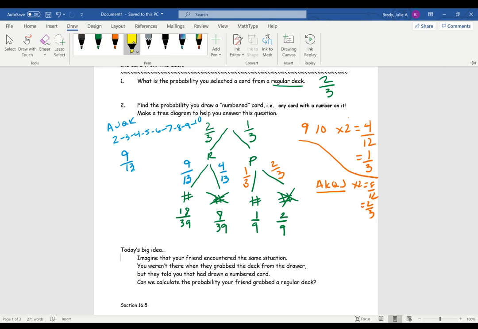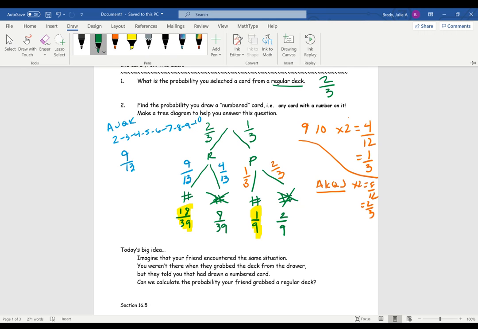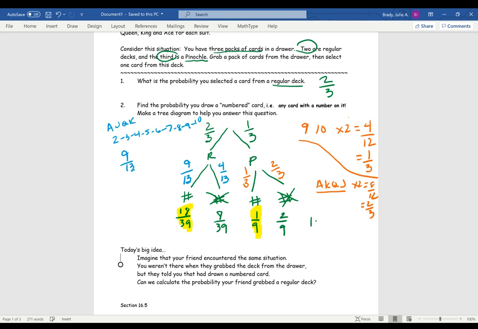So here are all my outcomes. This is a numbered card chance, and this is a numbered card chance. Since there are these 2 distinct paths, we are going to add those to get the total probability. So it's 18 over 39 plus 1/9. You guys check that I added right when I typed. I got 67 over 117. I'm going to divide to get a percentage. So it's about 57%. Okay, so we've done that already.